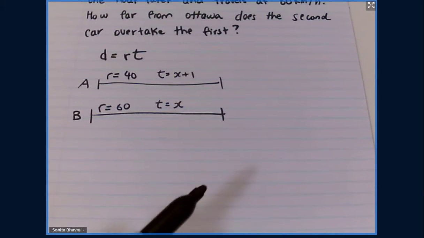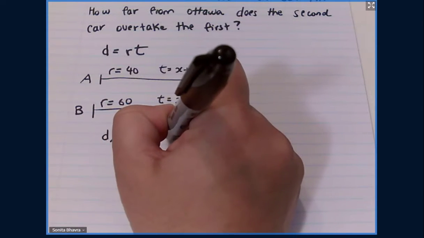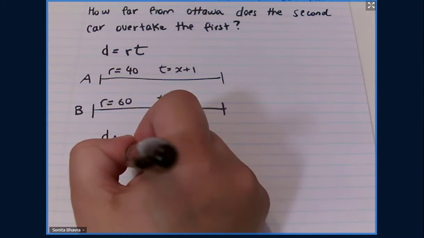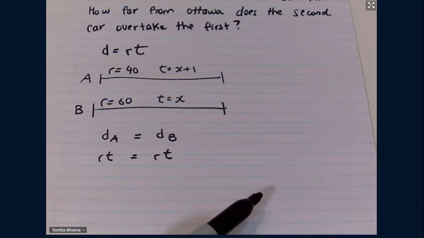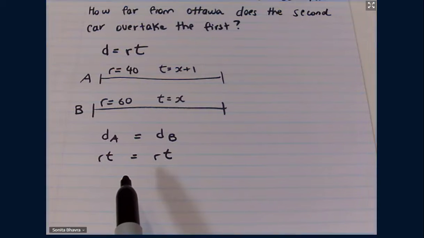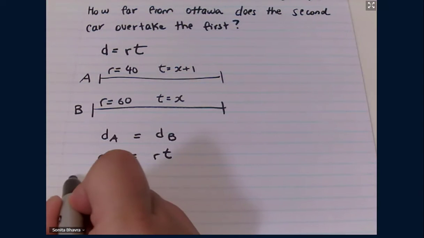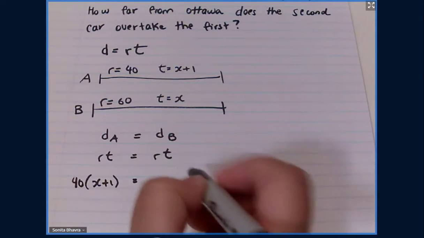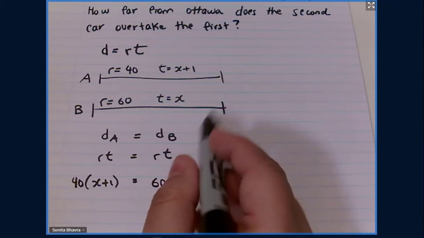Now we can set up our formula. Distance of A is equal to distance of B, and we know that D is equal to RT, so RT of A is going to equal RT of B. So the rate of A is 40, and we multiply it by X plus 1. The rate of our second car is 60, and we multiply it by X.